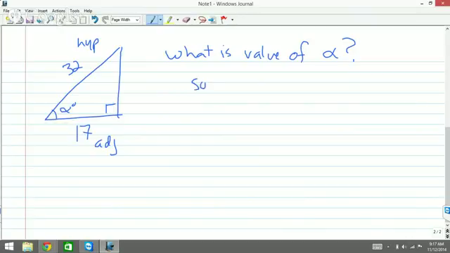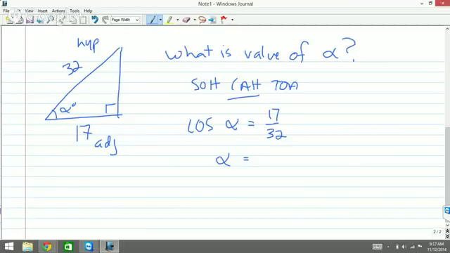Would it be cosine? Okay, cosine, because we have A and H. So cosine of alpha equals 17 over 32. How do I solve for alpha? We want to say move the cosine over, right? Not quite the right language. We have to do what's called the inverse.